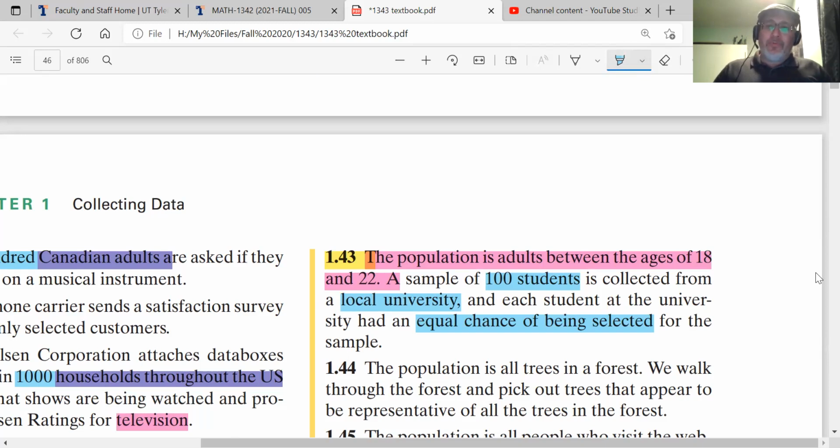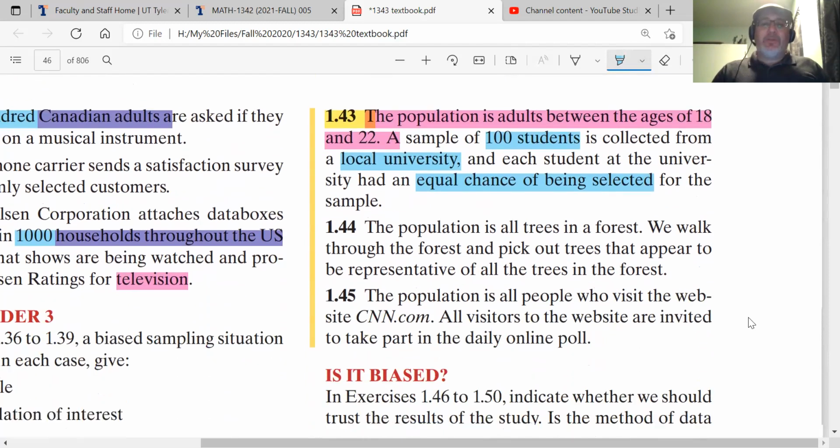Is it a simple sample? Yes, because each element had an equal chance of being selected, but it's not a simple random sample because not everybody from the population had a chance to be selected.